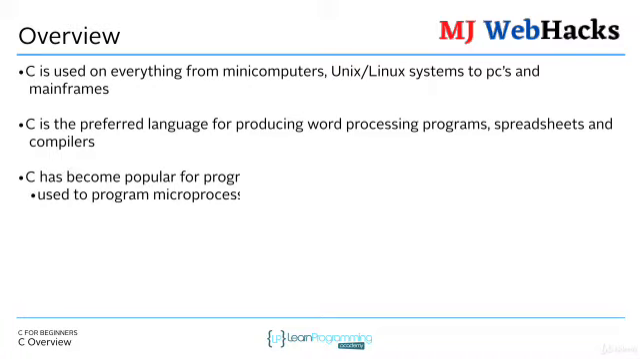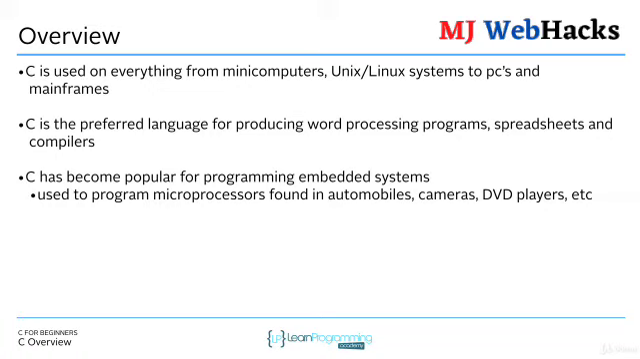Very nice. It has become very popular for programming embedded systems. Embedded systems are things like microprocessors found in automobiles, cameras, and DVD players. Embedded usually implies the program has to be efficient. It's running on not as much memory, not as much high-level hardware. So with embedded, you can also think of real-time programming. And C has become quite popular in that because it is so efficient.